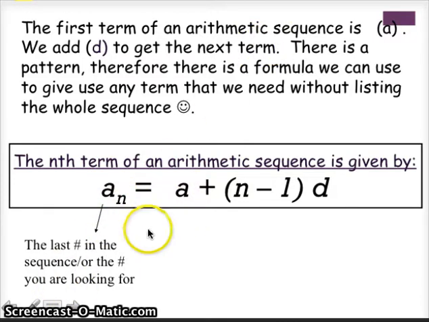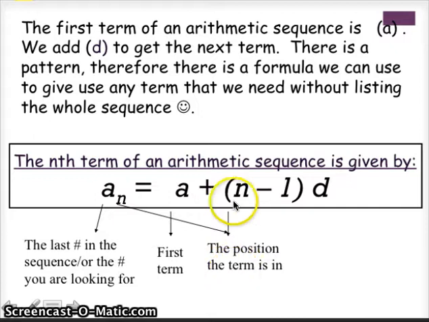Okay, I already said up here that A, just A by itself, is the first term in the sequence. Sometimes they'll say A sub 1 to be the first term of the sequence. Then this n here is the same as the n that we're talking about here, and it tells you the position of the number in the sequence. So is it the first number? Is it the second number? That's what this n is telling you. And then D is the common difference.